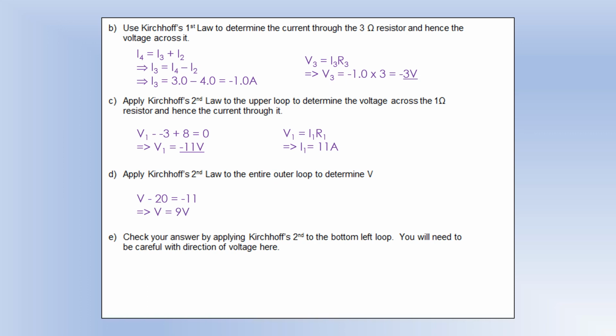Okay. So check your answer by applying Kirchhoff's second law to the bottom left loop. Be careful with the direction of voltage here. So in that loop, the sum of the EMFs is V, and then the sum of the potential differences is minus 3 plus 12, and that we can see gives us a total voltage EMF in that loop of 9 volts. So we got the same thing, and that finishes off this video.